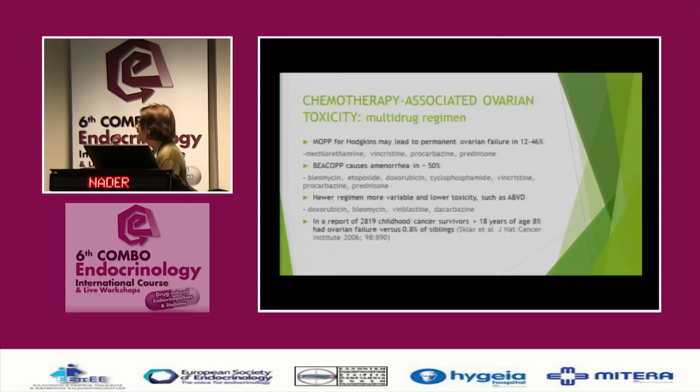And people have looked at different regimens for different diseases. For example, in MOPP for Hodgkin's, you can get permanent ovarian failure in anywhere from 12 to 46%. BEACOPP also for certain lymphomas may cause amenorrhea in about 50%. Some of the newer regimens are more variable with lower toxicity. But regardless, they will have some effect.